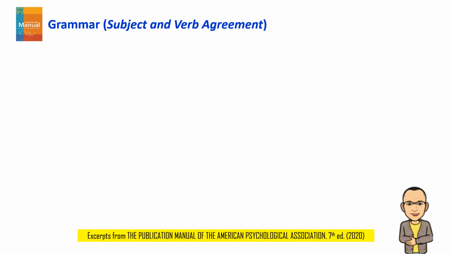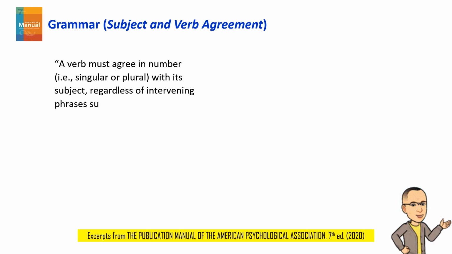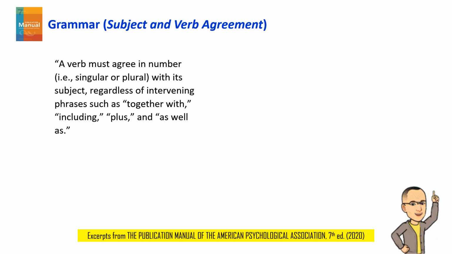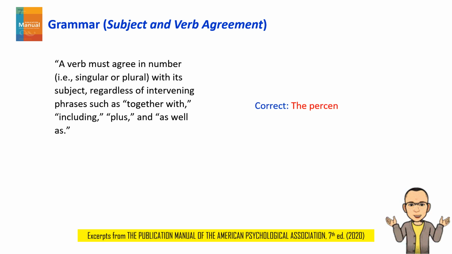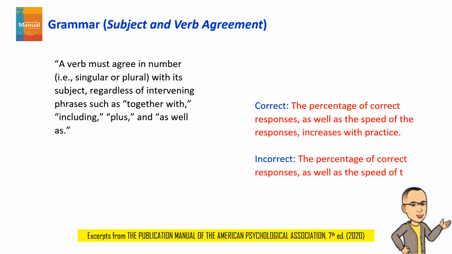Subject and verb agreement. The APA 2019 manual provides only one subject and verb agreement rule, which is that a verb must agree in number, for instance, singular or plural, with its subject, regardless of intervening phrases, such as together with, including, plus, and as well as. Examples: Correct, "the percentage of correct responses, as well as the speed of the responses, increases with practice." Incorrect, "the percentage of correct responses, as well as the speed of the responses, increase with practice."